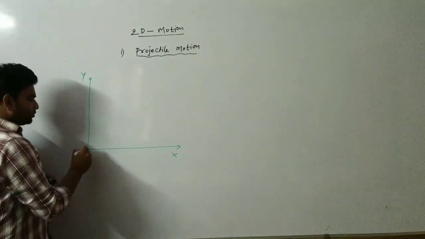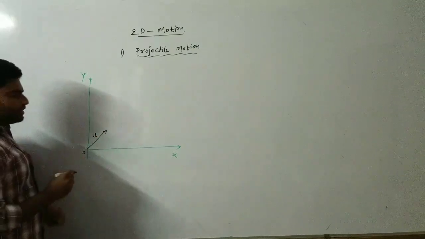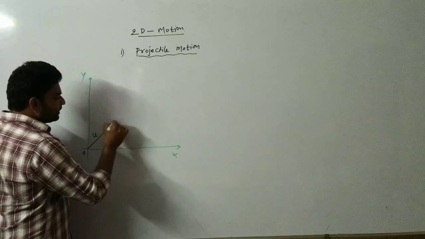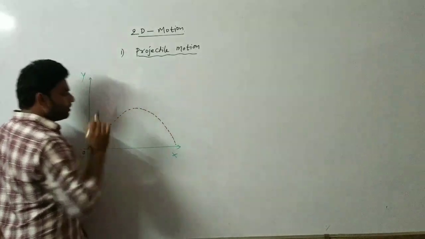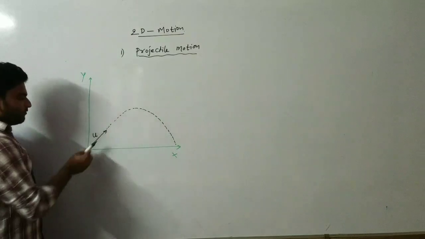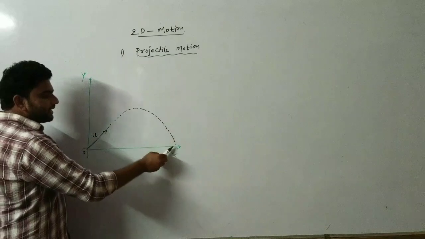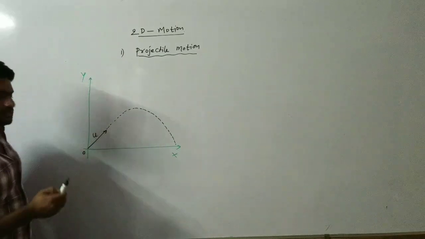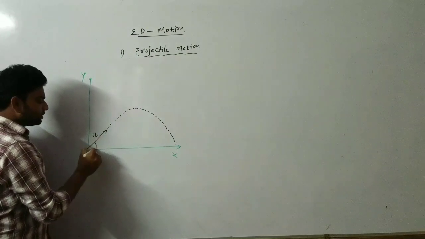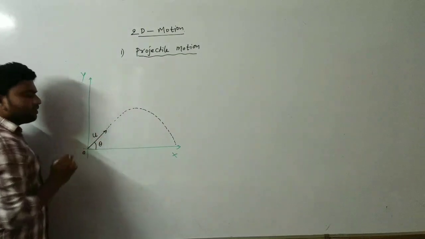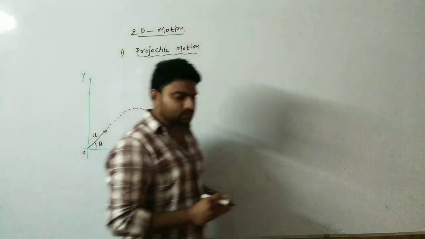If I throw a stone or a particle with some initial velocity u, then it will travel like this and finally reach the earth. When a particle is moving with some velocity, due to the gravitational force, it comes back to the earth's surface. We can simply call it projectile motion, and make sure that this is making some angle with the horizontal. This trajectory we call projectile motion, right?